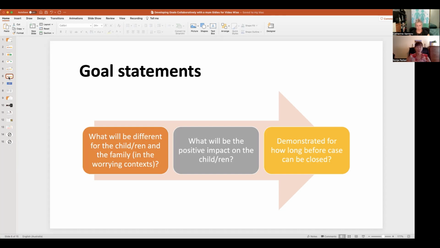And the final component, which can often be tricky for people, is how long would we need to see this safe and protective behaviour demonstrated to be confident that it had now become part of how the family operates, so that we can be confident that this behaviour has become embedded and has become part of the family's life, particularly in those worrying contexts, and that we're confident we can close the case and that the children will be safe and well into the future. So that's what we're talking about in terms of the structure of a goal statement.